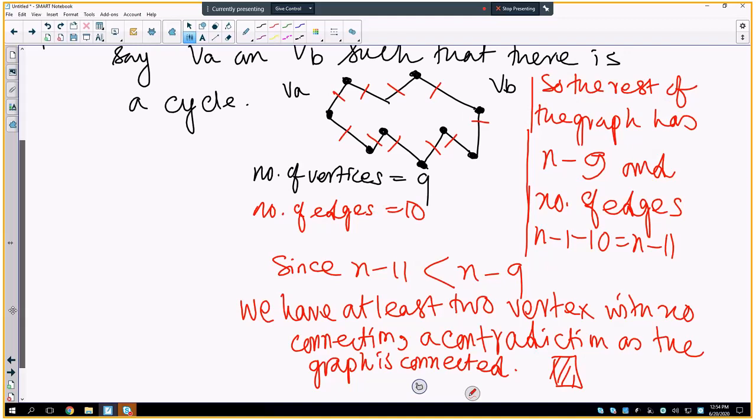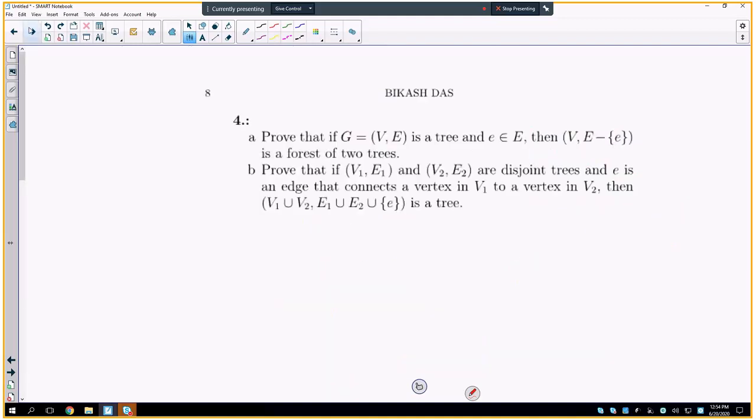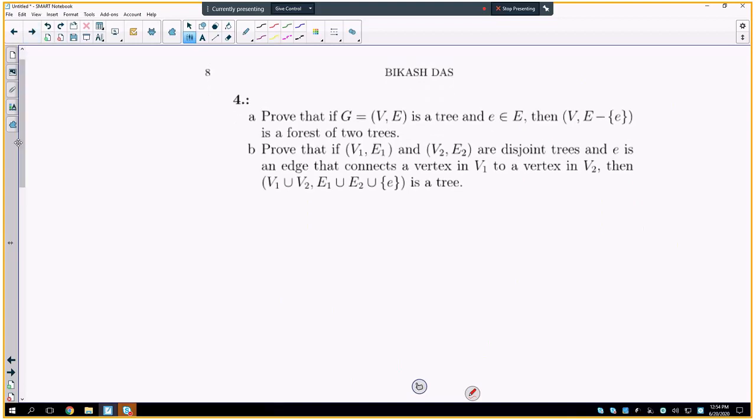So we're going to go ahead and do a couple more exercises. And these are all proof-based, but pretty simple proof-based problems. Prove that if G equals (V, E) is a tree and E is an edge, then (V, E minus E) is a forest of 2 trees. So this situation is actually pretty simple. You just draw an arbitrary tree, whichever way you want to. It just has to be a connected graph without any self-loop and cycle.